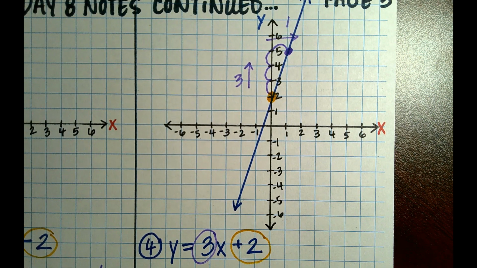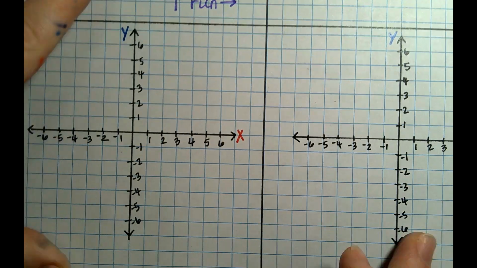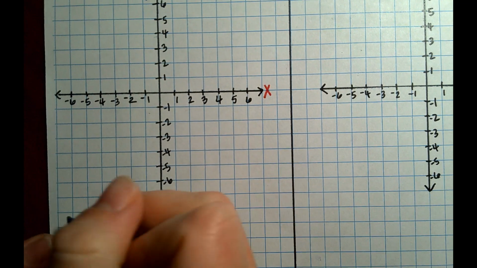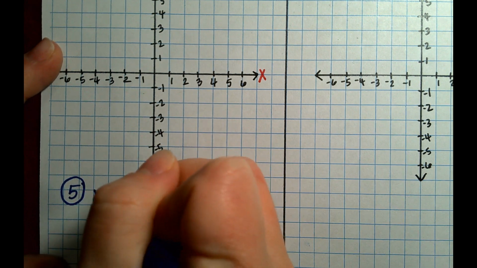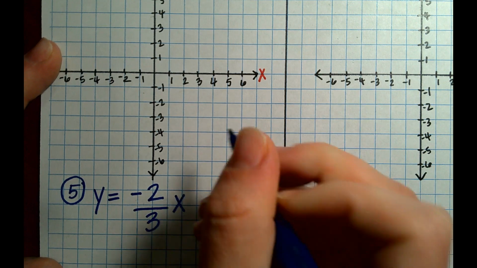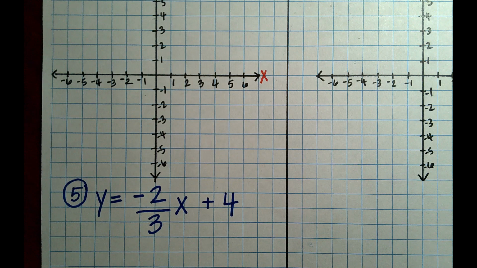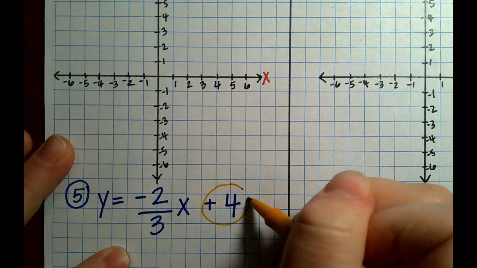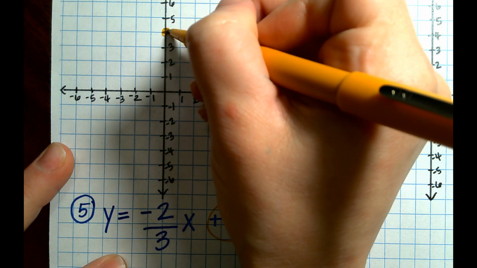All right. Let's look at number 5 now. Moving on. Let's rewrite that problem. 5. Now we have y equals negative 2 over 3x plus 4. Okay. Where do I go first? 4 on the y-axis. Up 1, 2, 3, 4. There we go.